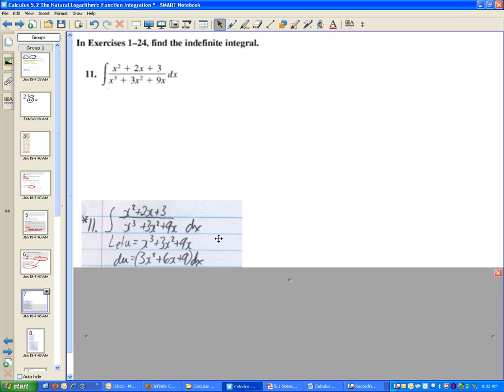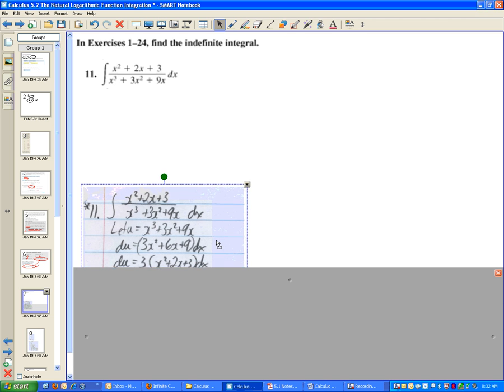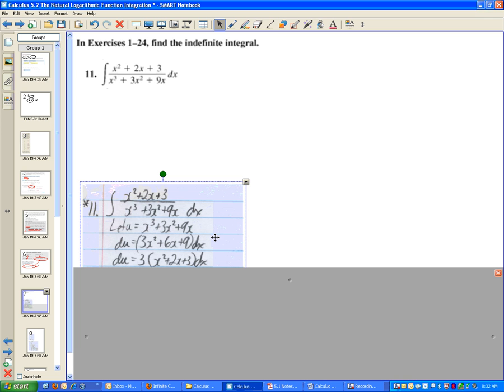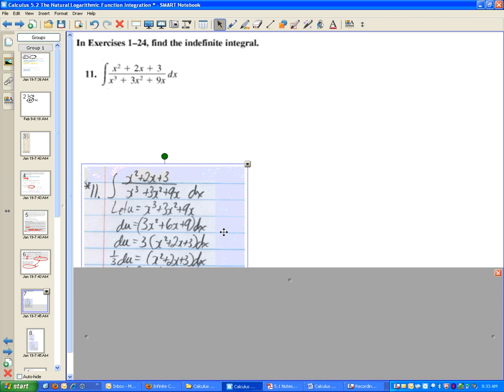What do we have to do? Factor out a 3. So du equals 3 times the quantity x squared plus 2x plus 3 dx. At this point, the only thing between us and what we hoped du would equal is that constant of 3. So multiply both sides by 1/3.